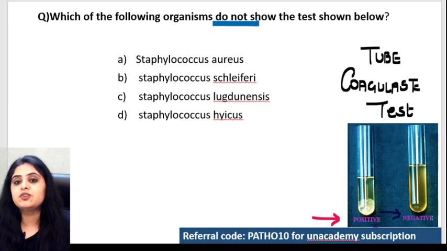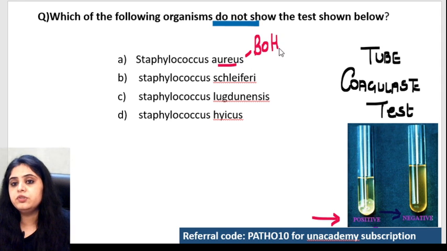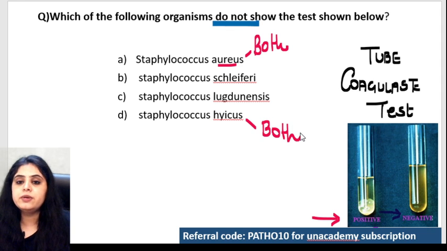And now I can come back to my question. So first, I was told to find which are the ones which have both tube and slide. So Aureus, Intermedius, Hyicus. Aureus also shows me both. Hyicus also shows me both. Intermedius is not there in the question.